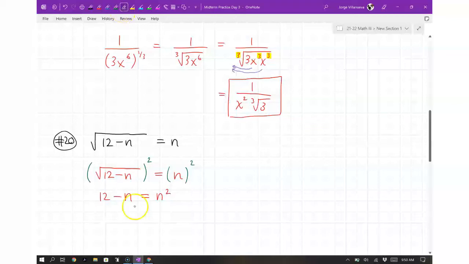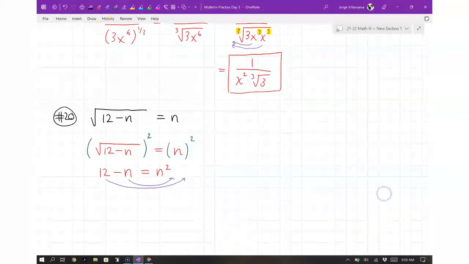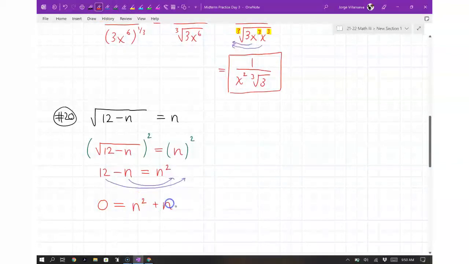So remember, you always want to move everything over to where the squared term is. Okay, so I'm going to leave this at 0 equal to n squared. Now the negative n, when you move it to the other side, has to change signs. So that's going to be plus n. And the positive 12 will become a minus 12. Now you do have to solve for n. That means I have to factor.